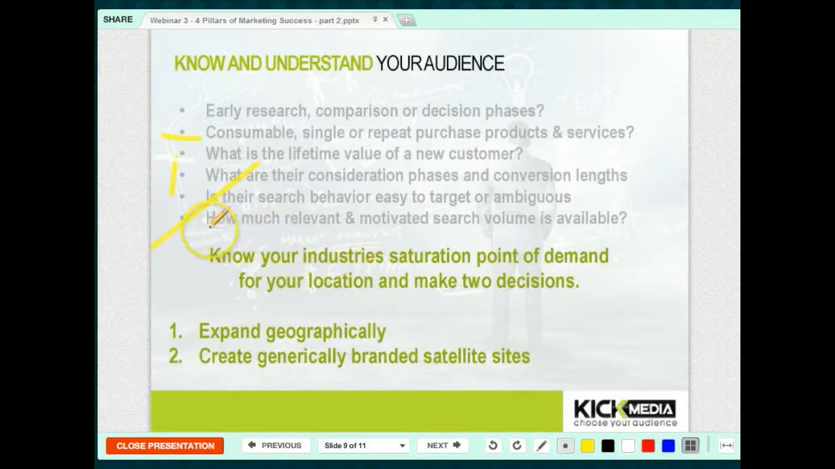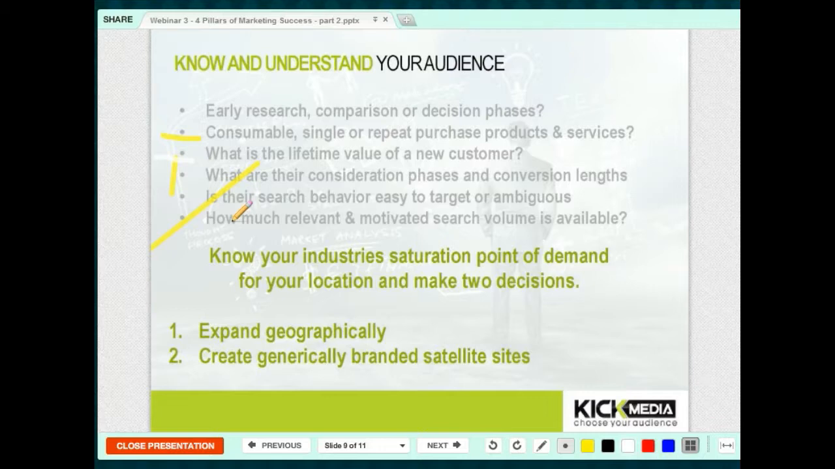This is an important question that's often not asked. A lot of people just assume I need to do better advertising or better targeting. Look, sometimes there are just not enough motivated people looking right now. The demand for searching for your service just isn't there, especially if you're in a local area.